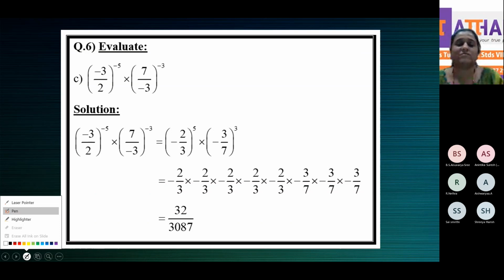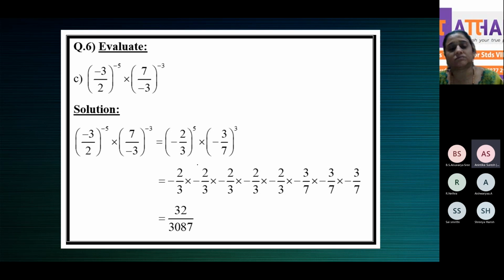Minus, how many times do we have minus? 8 times. So it becomes positive. I got 32 upon 3,187.